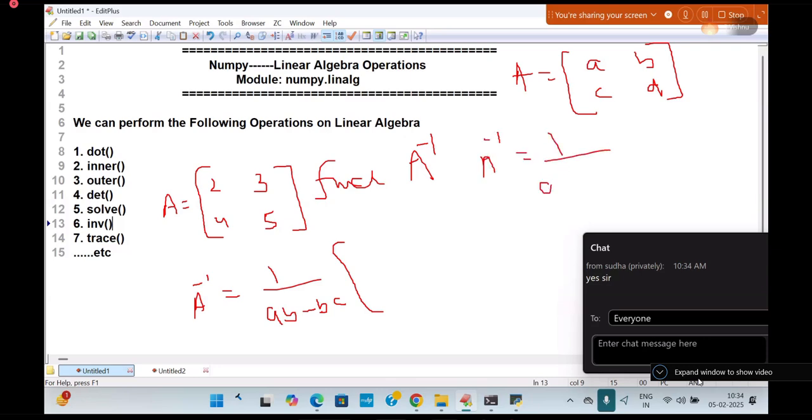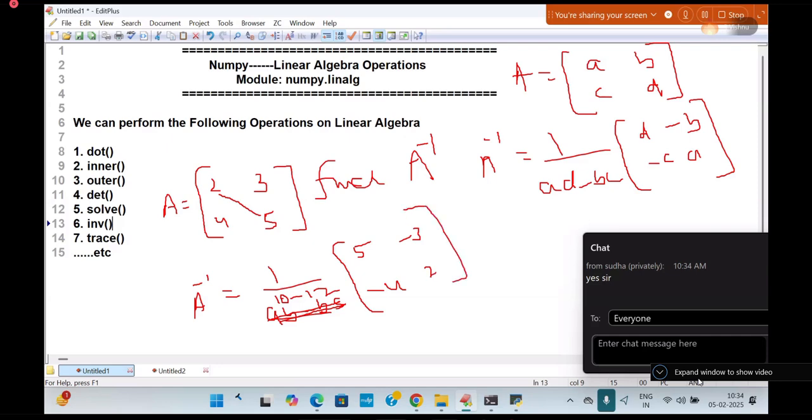I still remember it: 1 by AD minus BC, and then D, minus B, minus C, A. This is the data. Start with AD minus BC. Here, AD minus BC: 2 into 5 is 10, 10 minus 12. AD is 5 times 2, minus 3 times 4, that is 2. Now what is this value?